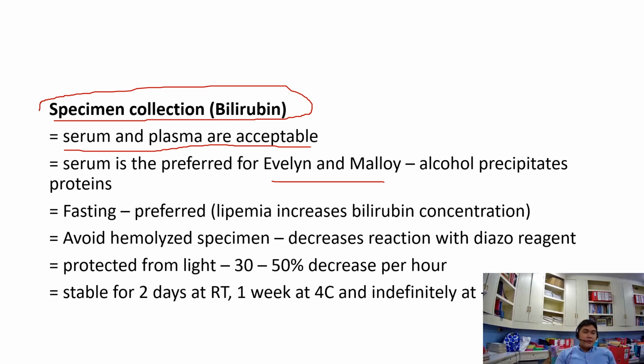Okay. Next is avoid hemolyzed specimen because it decreases reaction with diazo reagent. And the sample should be protected from light because bilirubin is a photosensitive analyte. So the expected decrease in bilirubin concentration if there is light exposure is 30 to 50% decrease per hour. And it is stable for 2 days at room temperature, 1 week at 4 degrees Celsius, and indefinitely at negative 20 degrees Celsius. Okay, so those are the specimen considerations for bilirubin measurement.